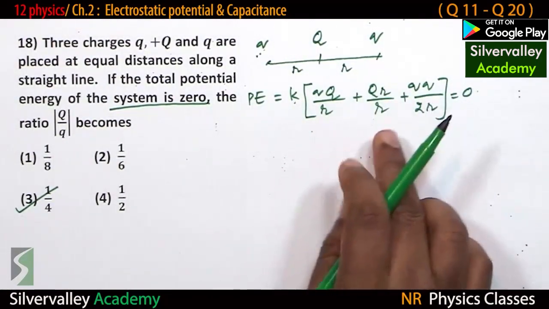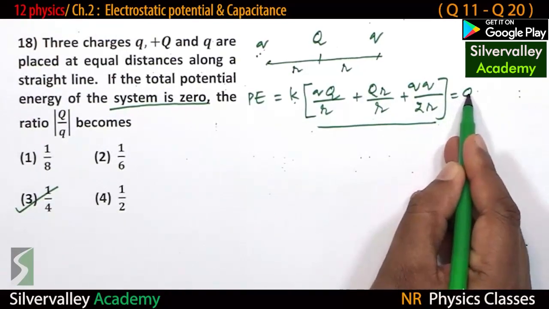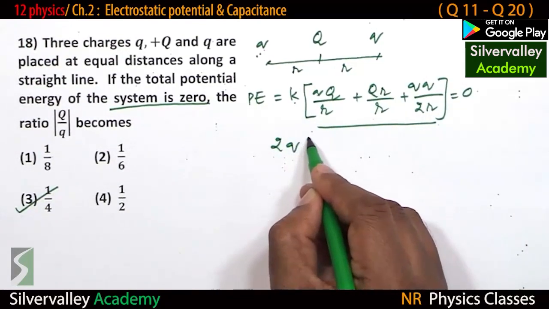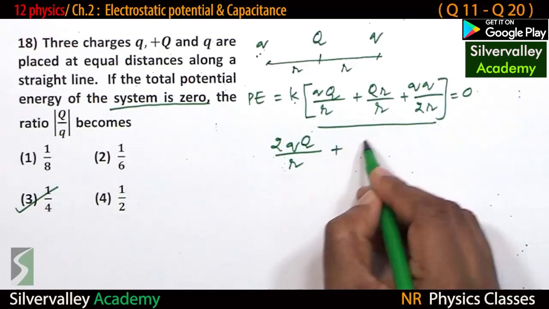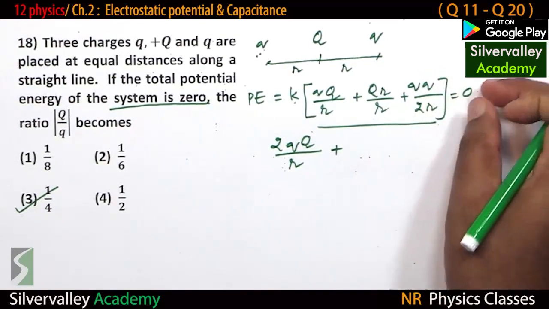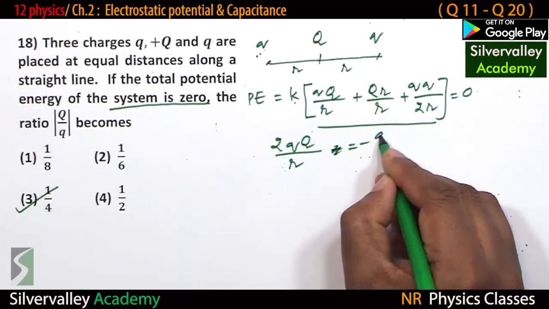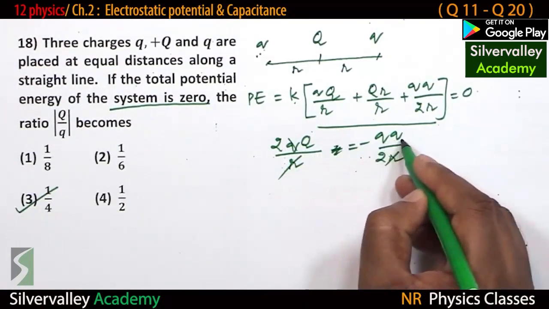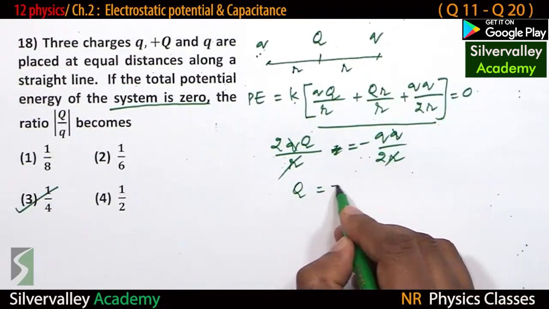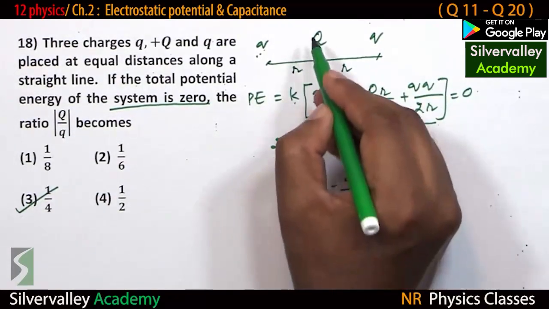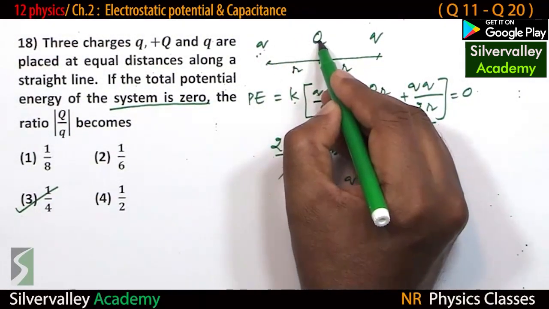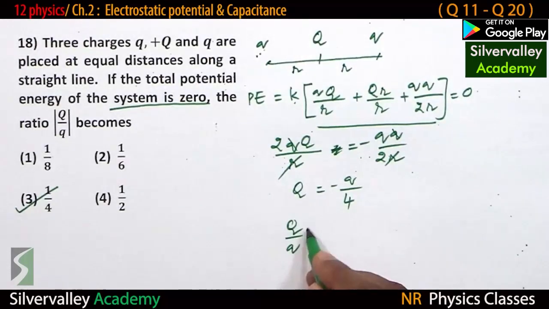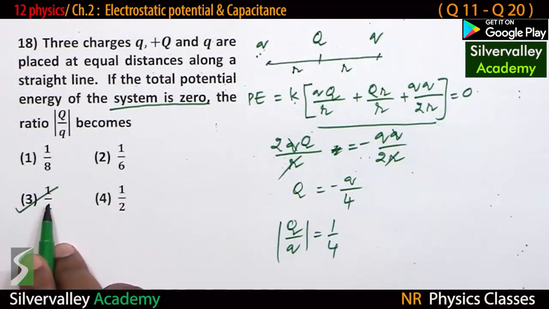Constant cannot be 0, therefore this should be equal to 0, isn't it? Q by R plus 2Q by R, let me take this to the other side, minus Q by 2R. R gets cancelled, small q gets cancelled, so capital Q is minus Q by 4. So this charge should be 1/4 of this charge and opposite sign. Since magnitude is asked, capital Q by small q equal to 1 by 4. That is this.